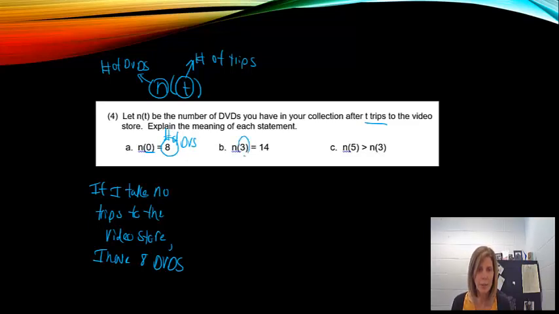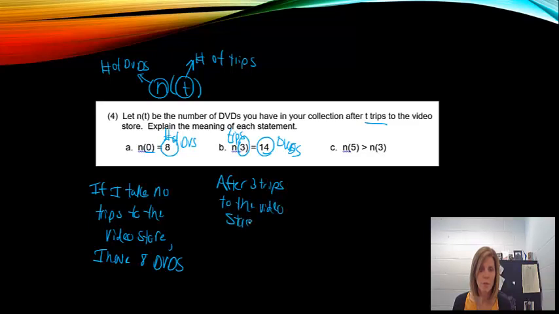All right, so now B, we have n of 3 equals 14. So the number inside of the parentheses is my t. It's the number of trips. So this would mean after making 3 trips to the video store, I now have 14 DVDs. So after 3 trips to the video store, I have 14 DVDs in my collection.